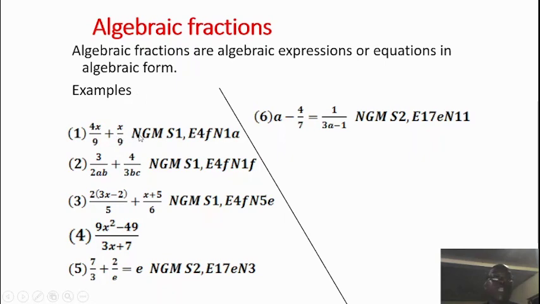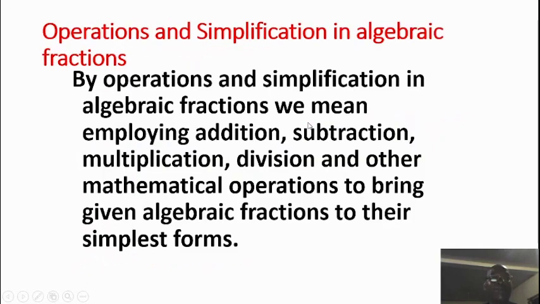The first one is from New General Mathematics SS1 exercise 4F number 1A. That's what I mean by all these things. This is an algebraic expression. It is a fraction, but it doesn't have a sign of equality. Any of them that doesn't have a sign of equality is called an expression. So numbers 1, 2, 3, and 4 are algebraic expressions. And immediately we go into number 5, you see a sign of equality, which means such an algebraic fraction is an equation. Number 6 is also an equation. We carry on.